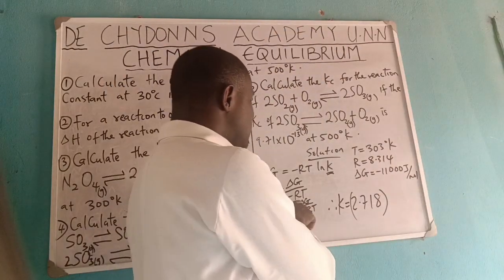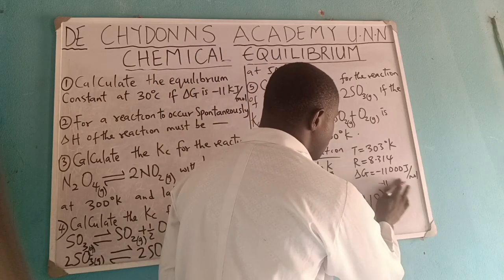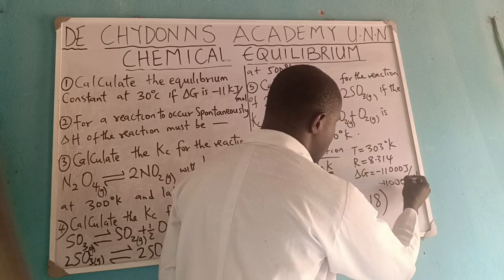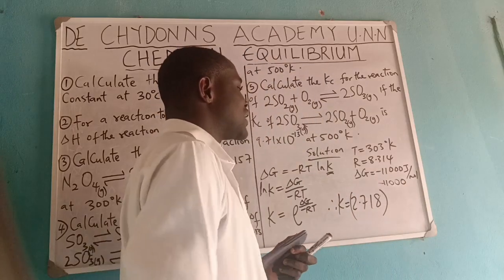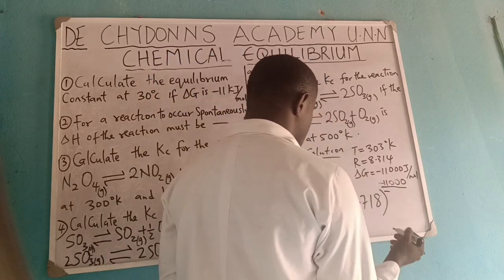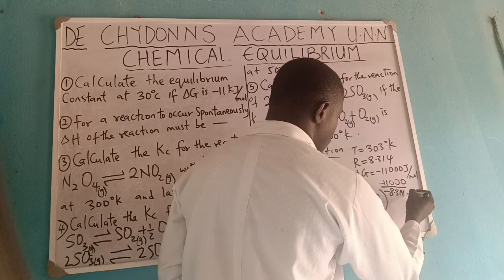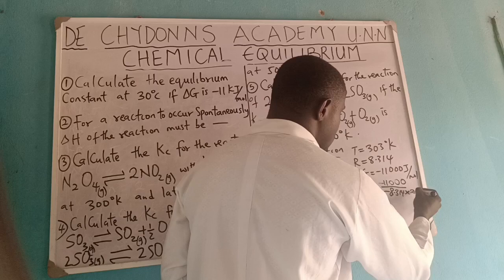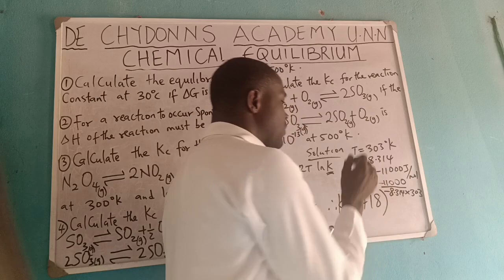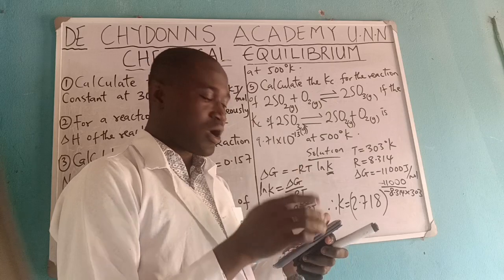Now, what is our change in G? We have it to be minus 11,000. Then what is our R? We say all over minus R, which is 8.314, times our temperature, 303. So we have to simplify this. It's better you use your functional calculator to sort it out.